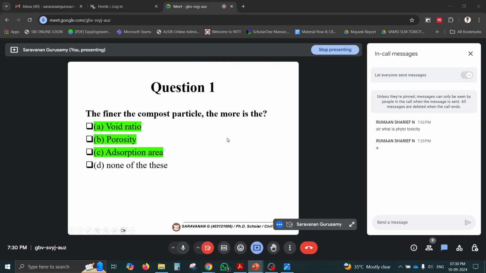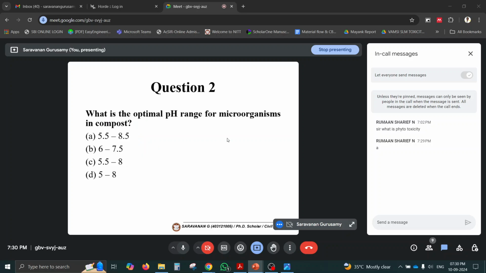Okay. So moving on to the second question. Can I give more time to answer? Okay, I'll wait for some more time. What is the optimal pH range for microorganisms in the compost? For the microorganisms to grow.